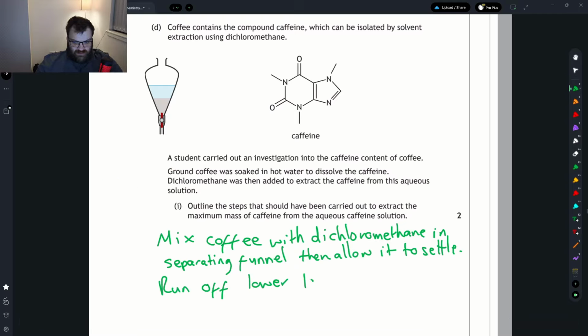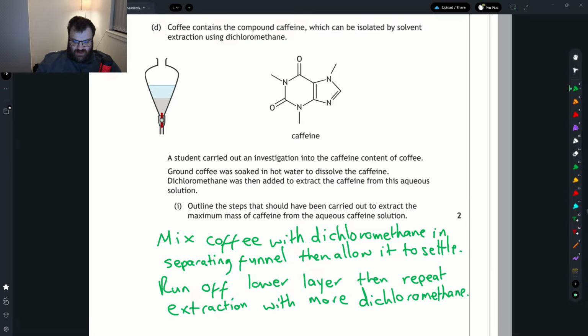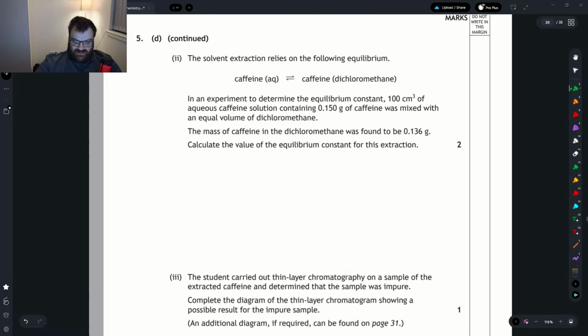We're going to run off the lower layer, which should be our solvent, the dichloromethane layer. And then we want to repeat extraction with more solvent, so more dichloromethane. If you do lots of smaller extracts rather than one big extract, you get more of the chemical pulled off as it goes. Next up, we're asked to calculate the value of the equilibrium constant.